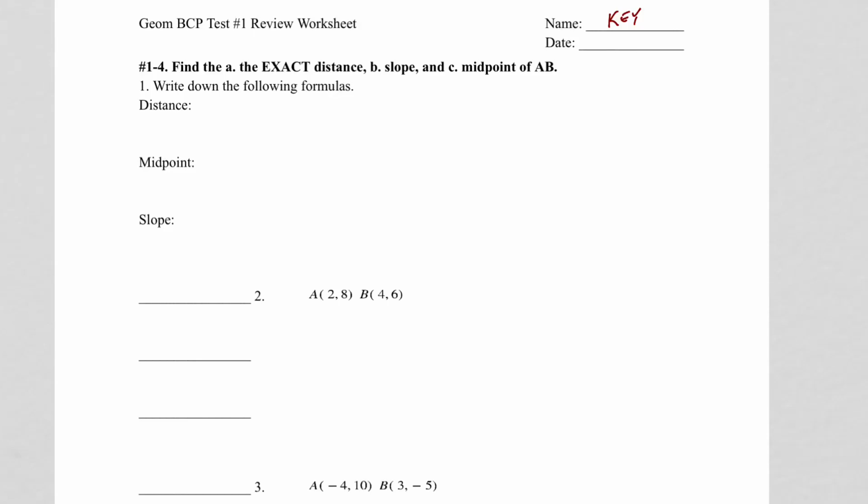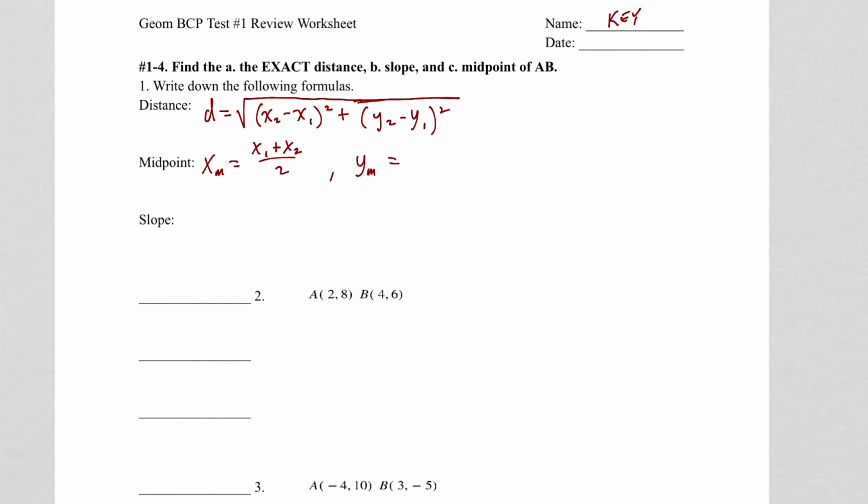All right, the distance formula is the square root of the difference of the x's squared plus the difference of the y's squared. The midpoint, well, there's two things. The x value for the midpoint is x1 plus x2 over 2, and the y value of the midpoint is y1 plus y2 over 2. And the slope is the difference of the y's, that's the rise, over the difference in the x's, that's the run.